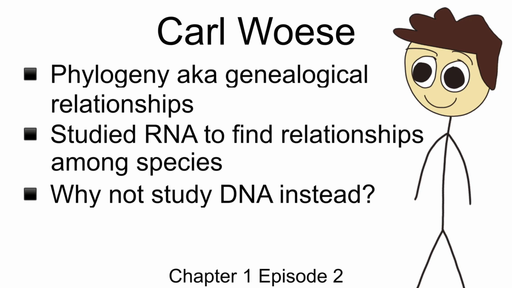A scientist named Carl Woese studied the science of phylogeny, otherwise known as the genealogical relationship of all organisms. What's the difference between phylogeny and genealogy? Phylogeny reveals evolutionary relationships, while genealogy reveals family history or lineage. Woese's prime focus was on RNA, only because at the time we didn't have the tools to study DNA. Decades later, when the technology was sufficient, DNA became the standard.